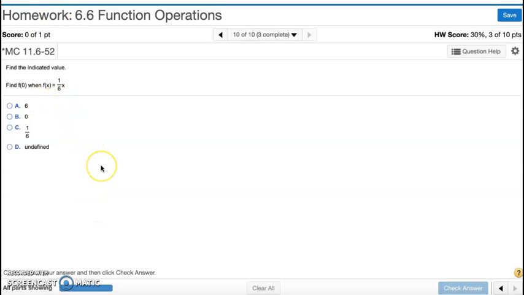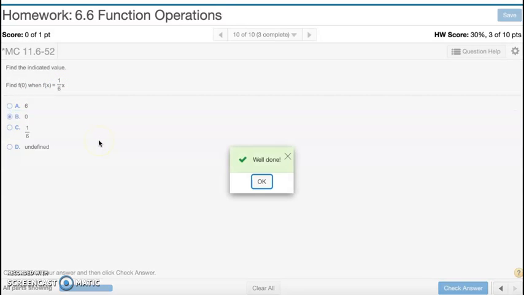Number 10. Find f of 0 when f of x equals 1 over 6x. When it says f of 0, it means you're substituting 0 in for x. So 1 over 6 times 0 is 0. And that's number 10.